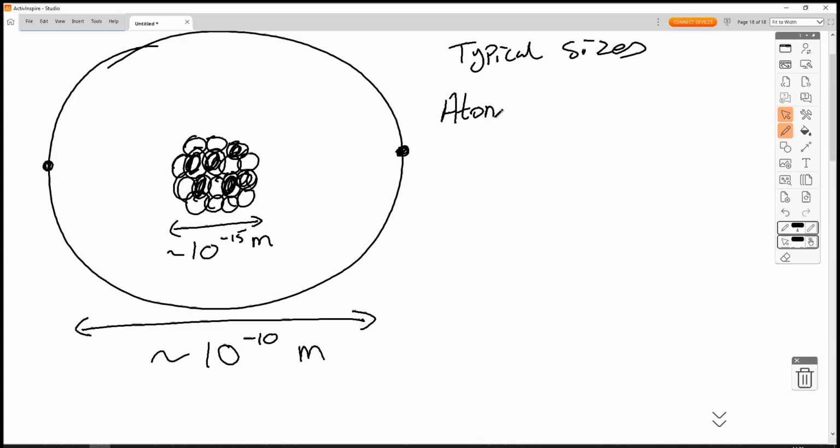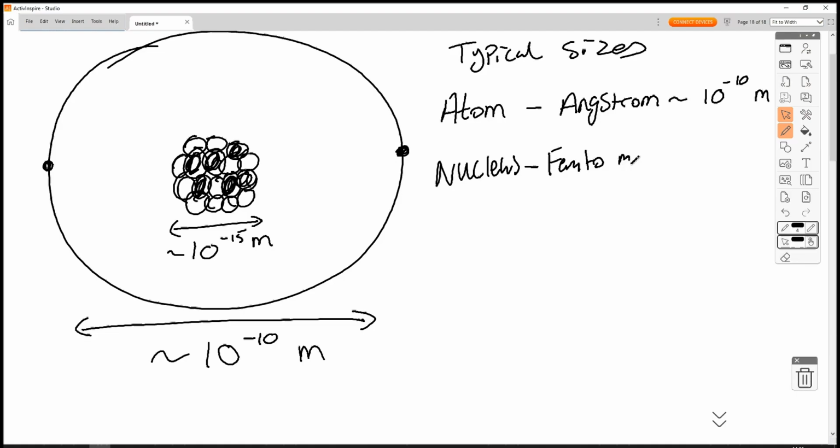So let's write: atom is an angstrom, which is roughly 10 to the minus 10 meters, and the nucleus is a femtometer, which is roughly 10 to the minus 15 meters. Well, not roughly, femto means 10 to the minus 15, but it's in that order of magnitude. So 1 times 10 to the minus 15, 2 times 10 to the minus 15, 3.6 times 10 to the minus 15. These are the kind of numbers you expect.